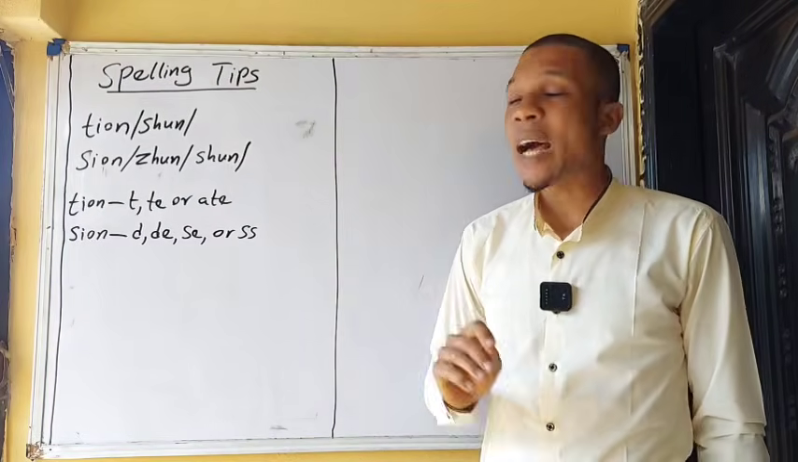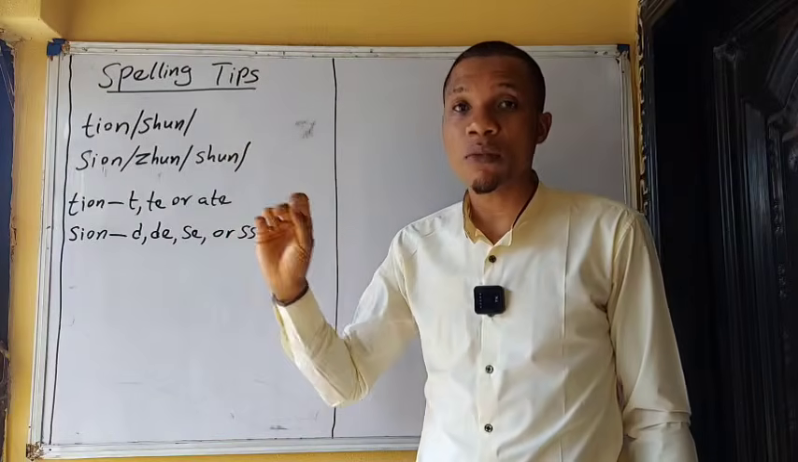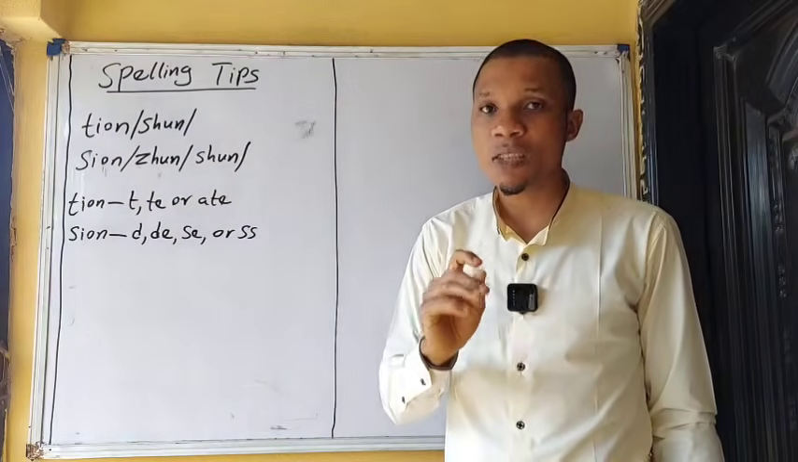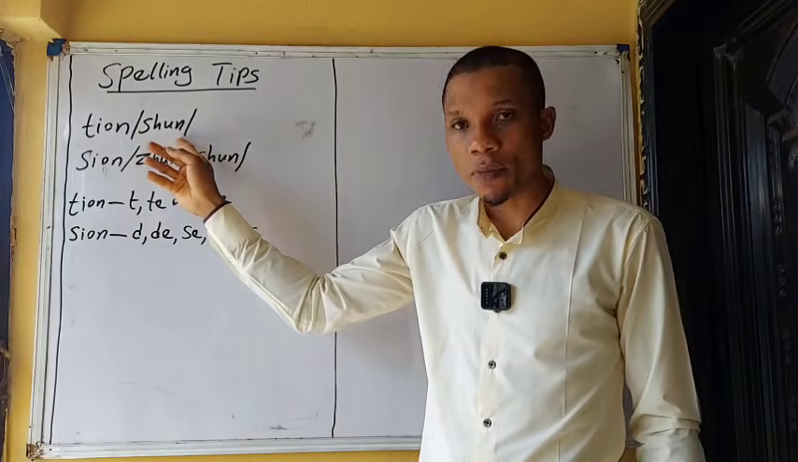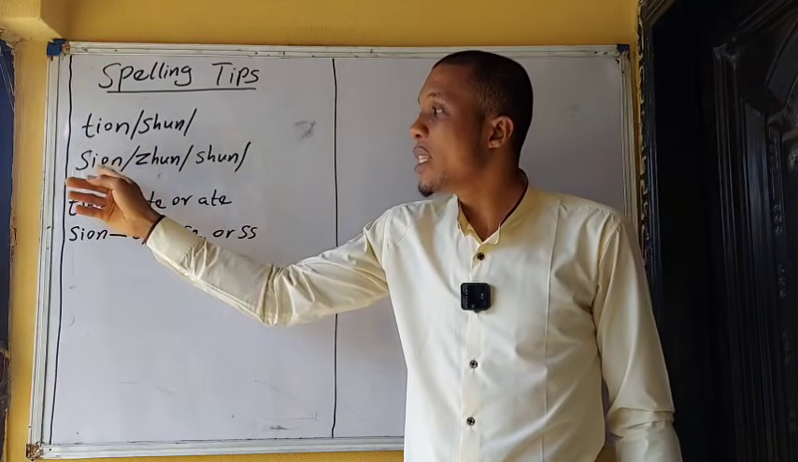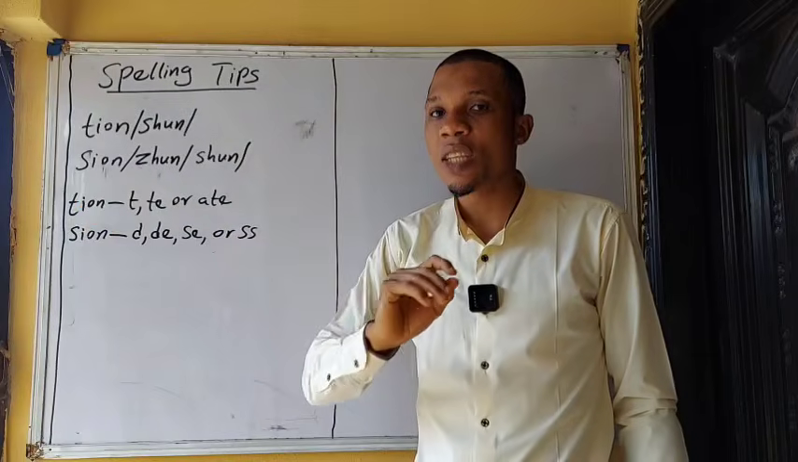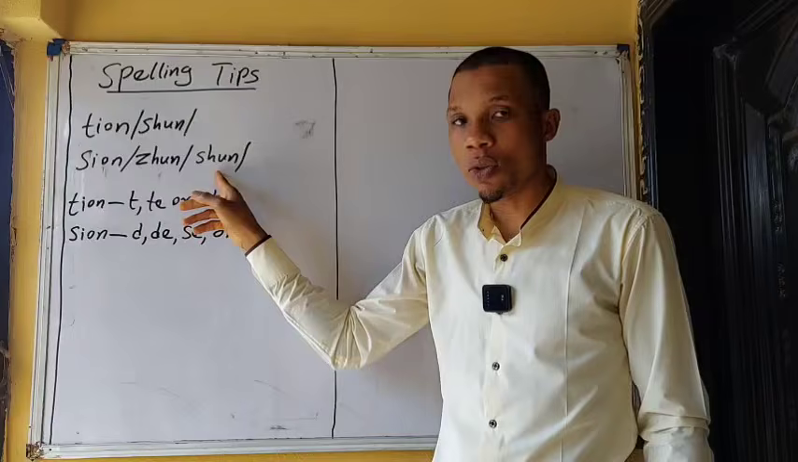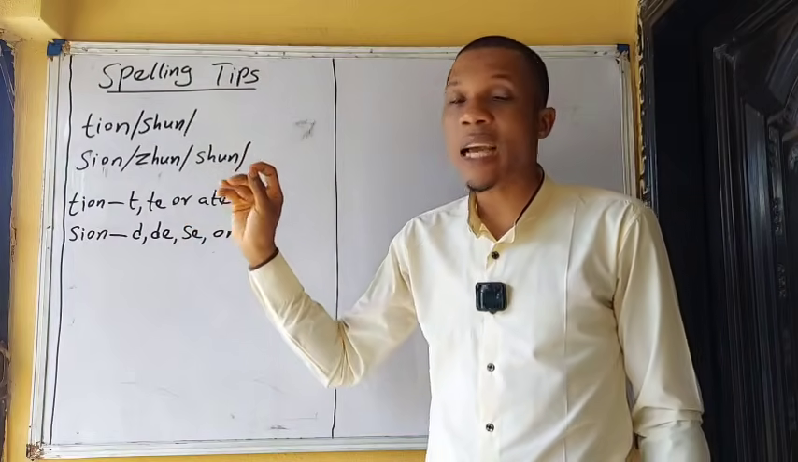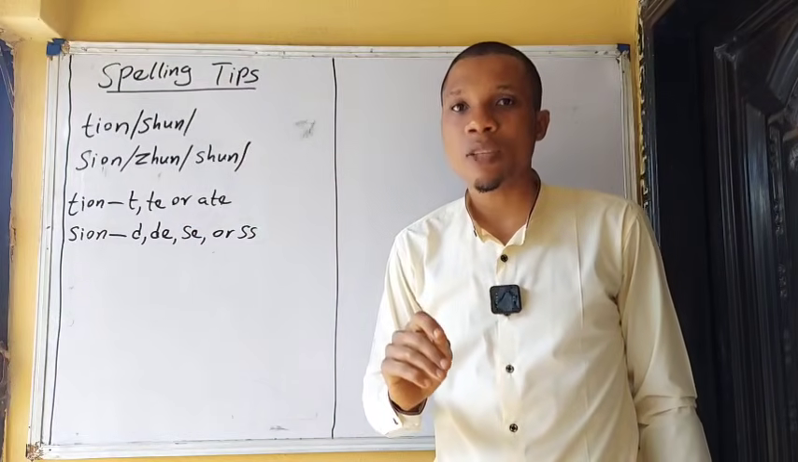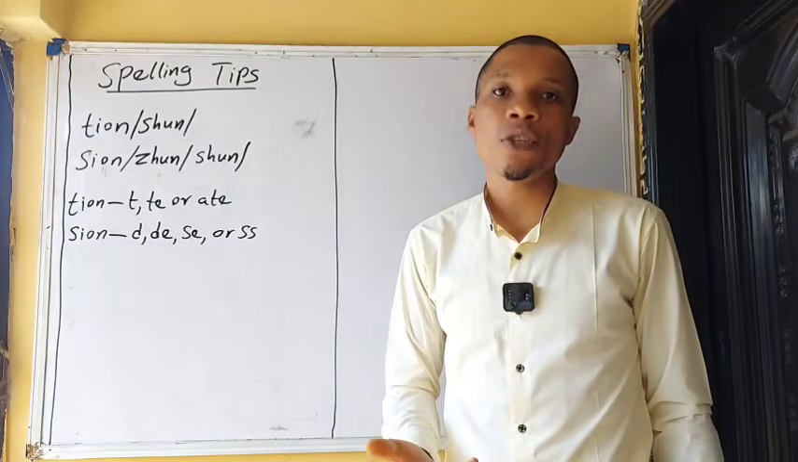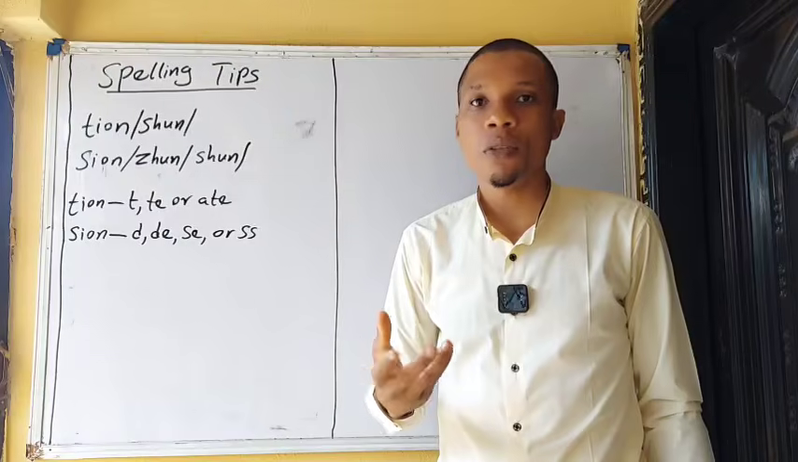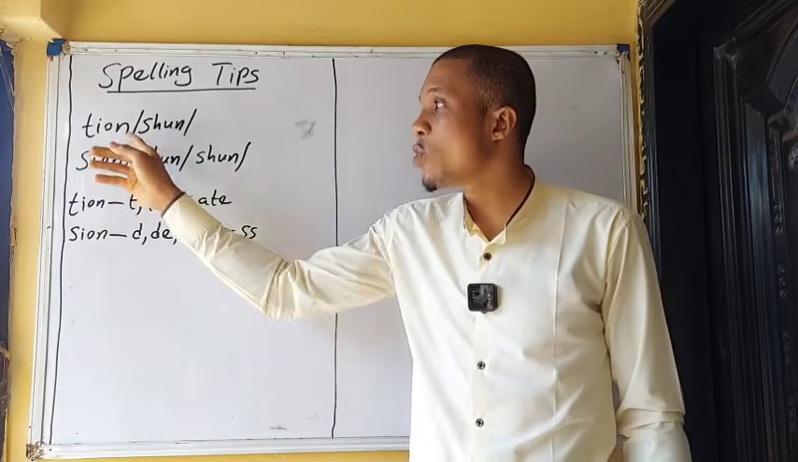Is that understood? Another method for you to identify which of them to use is that the tion "shun" is sharper in terms of pronunciation. This is "shun," and this has two sounds, which is either "zhun" or "shun." Is that clear? So the tion is sharper in terms of pronunciation, like invention. Also, this one you have to be vision. You see that it is softer, while this one is sharper.